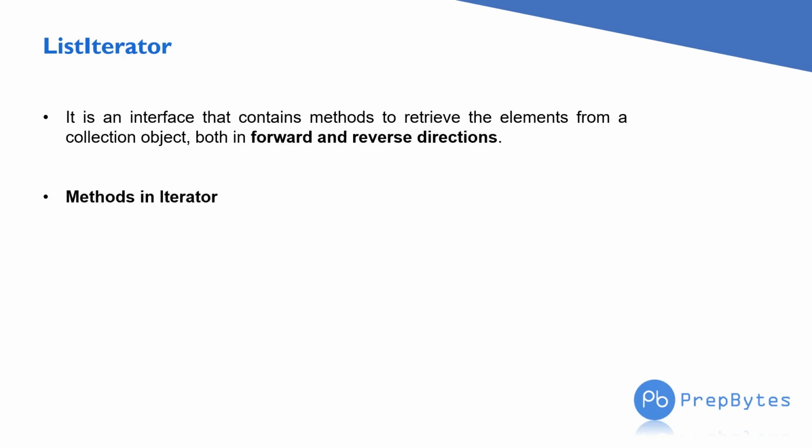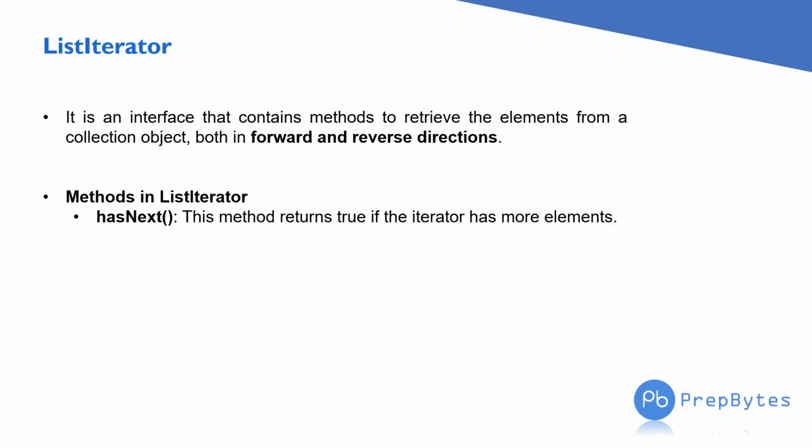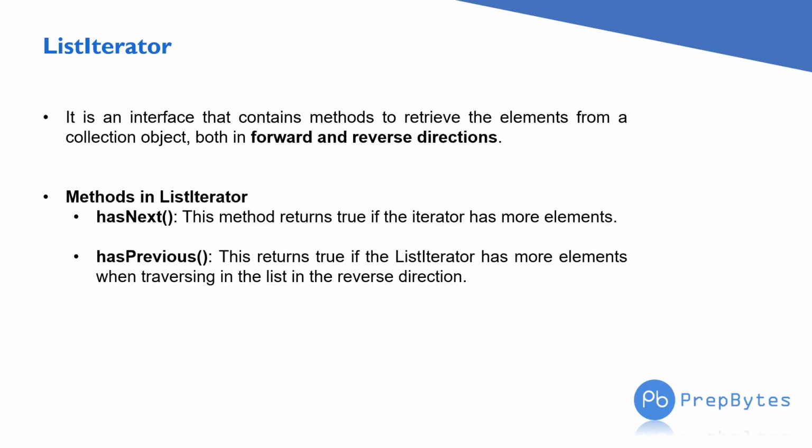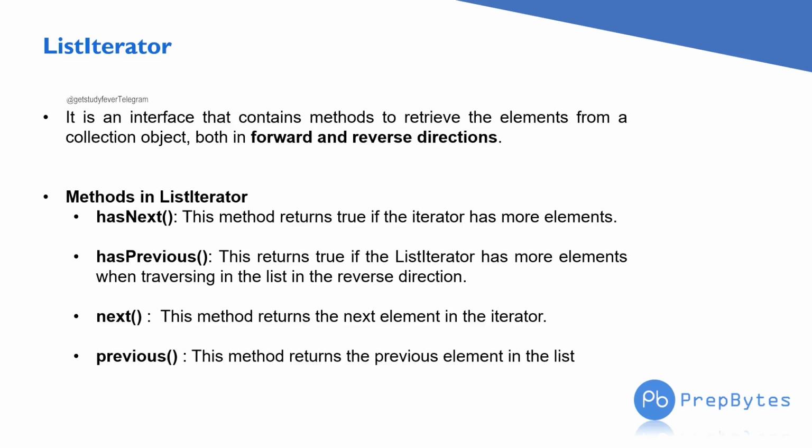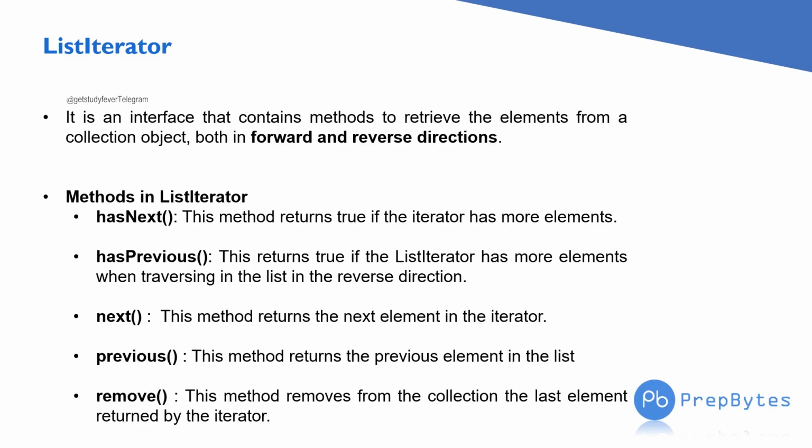Okay, we can move in both directions. The methods in ListIterator are hasNext, which was also provided by the iterator, but it also has previous, because we can move in both directions, that is forward and reverse. Then we have next, which returns the next element, and we can now also return the previous element. Then we have the functionality of remove. It was also present in the last one.